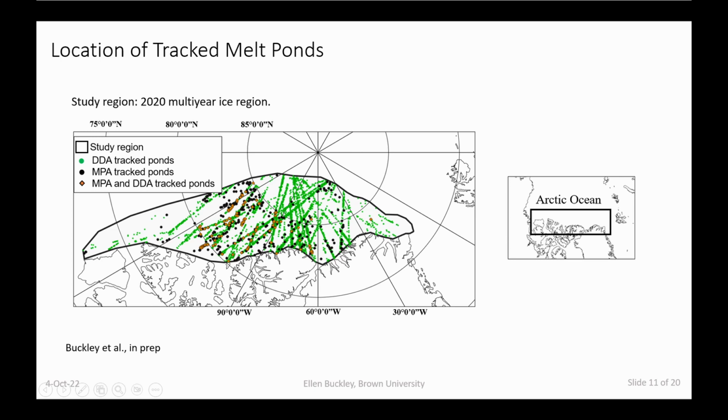So these are the locations of the ponds that we've tracked. The green is showing the DDA tracks. We only ran about 10% of the data just because it takes a while to run. And then the MPA, the Maryland melt pond algorithm, is shown in black. And the ponds that we've both tracked coincidentally are shown in gold.